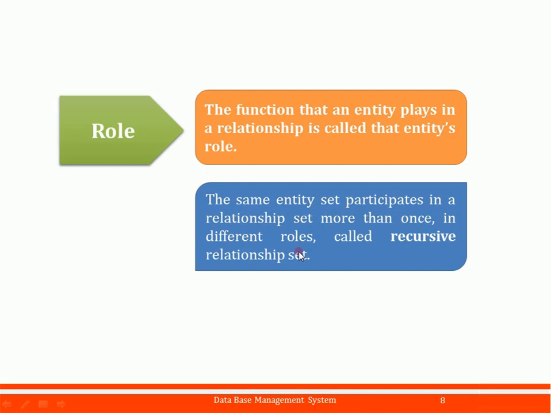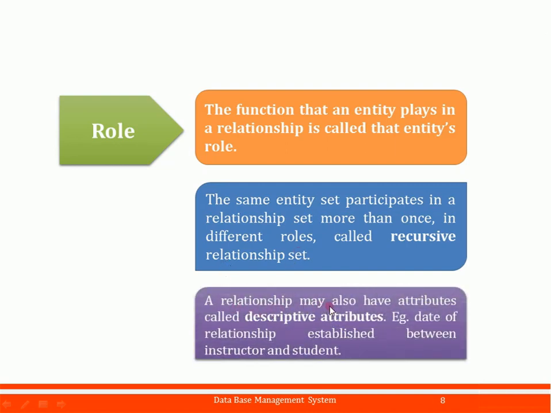So it is called a recursive relationship set. I repeat, a staff is an entity who is a manager in the branch. So the staff is an entity, manager is an entity. The same person or the entity set staff plays two different roles. So it is called a recursive relationship set.